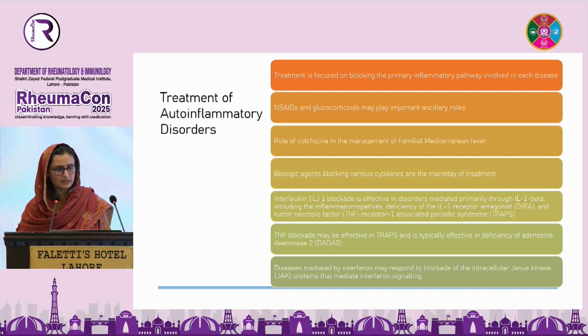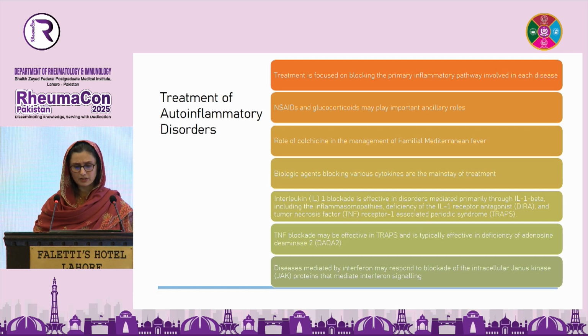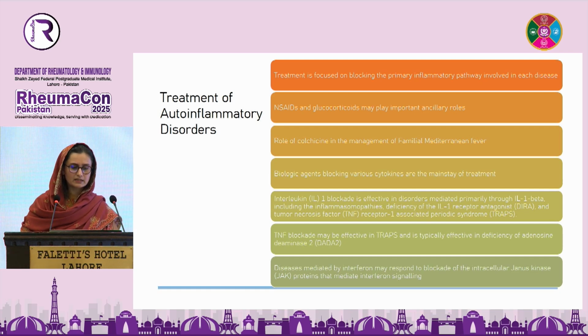So to conclude my presentation, briefly discussing the treatment of autoinflammatory disorders. First and foremost thing is to identify them and then to treat, and then to focus our treatment on blocking the primary inflammatory pathway involved in each disease. NSAIDs and glucocorticoids play an important ancillary role. There is a definitive role of colchicine in management of familial Mediterranean fever.